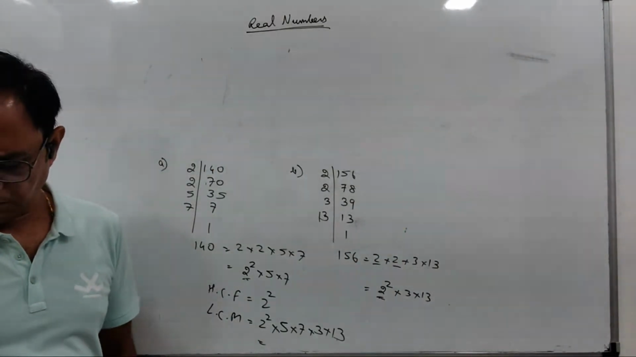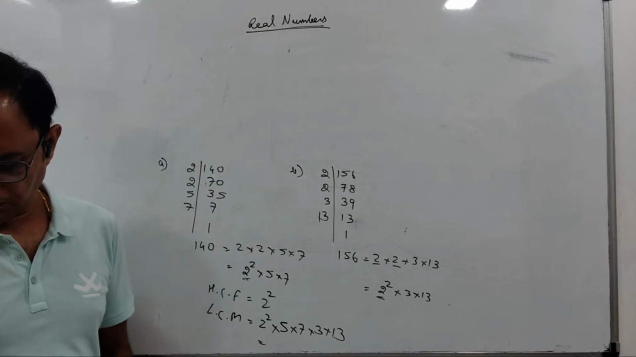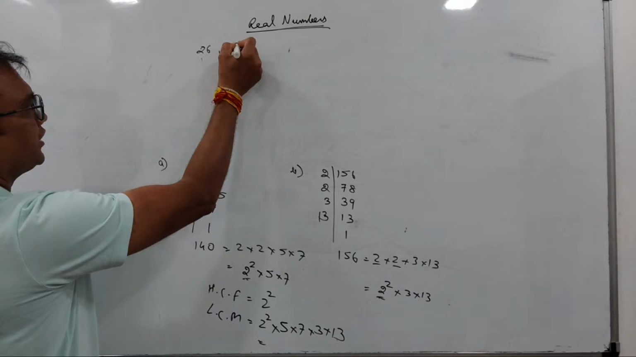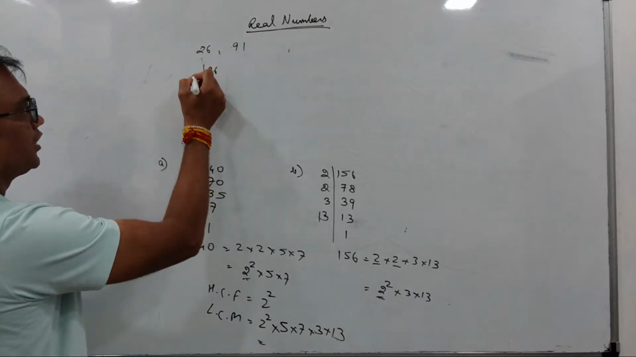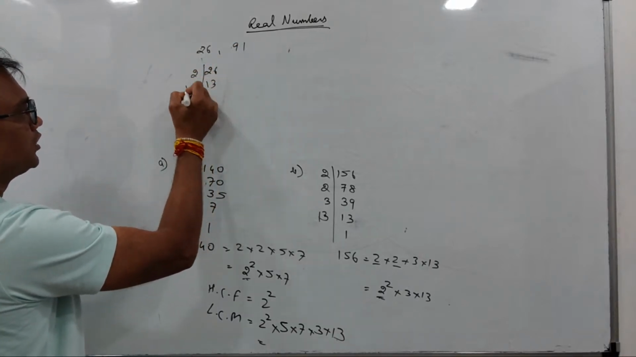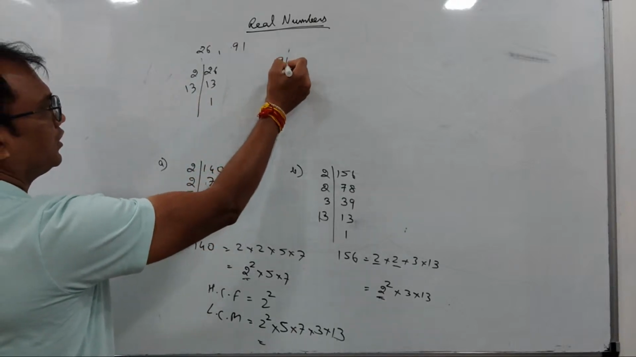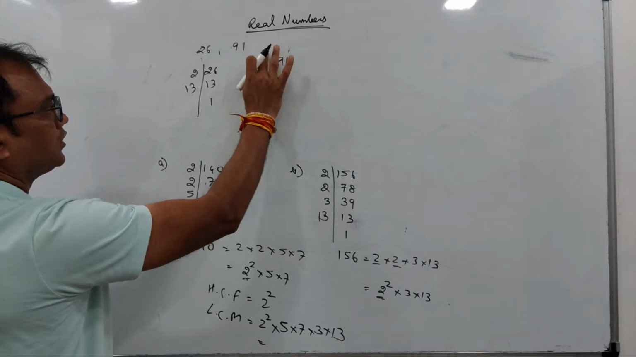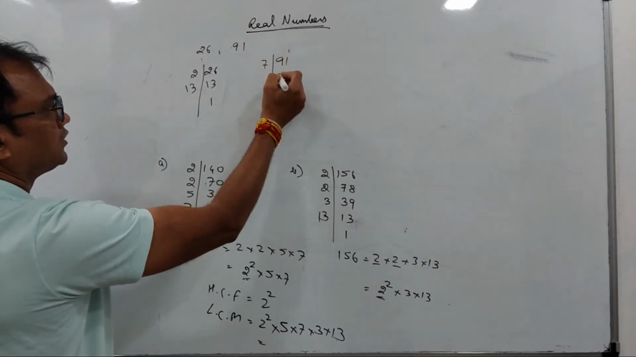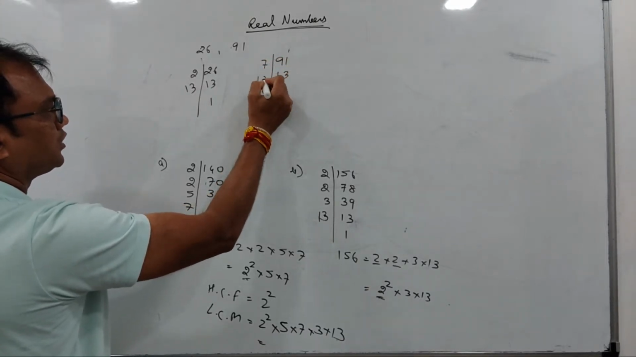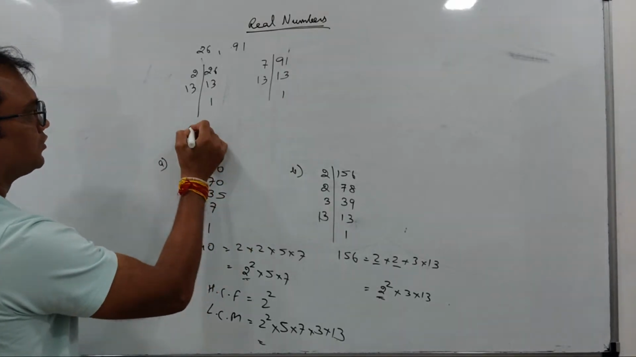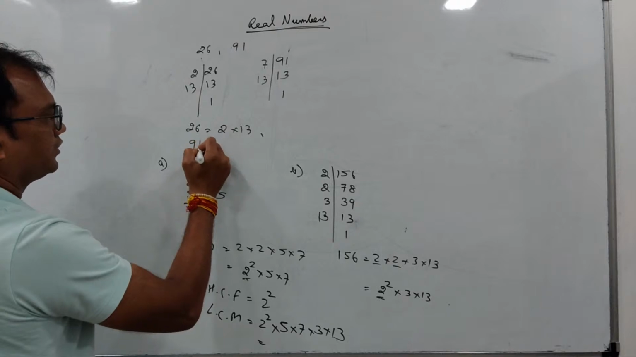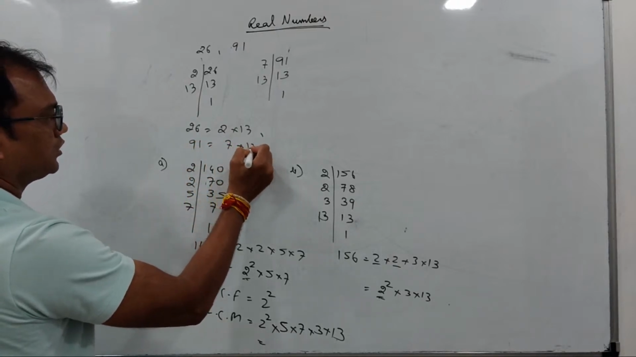We find out the LCM of question number 2, that is 26 and 91. For that, first of all, we have to factorize. 26 is 2 times 13, 13 and 1. 91 is divisible by 7: 7 times 13, so 13 and 1. So 26 can be written as 2 into 13 and 91 can be written as 7 into 13.